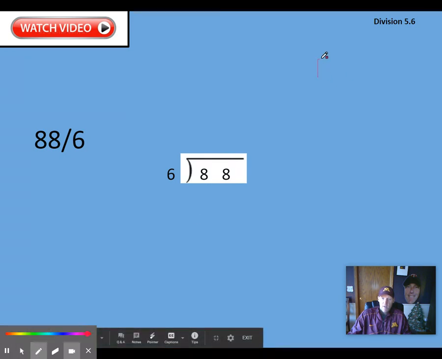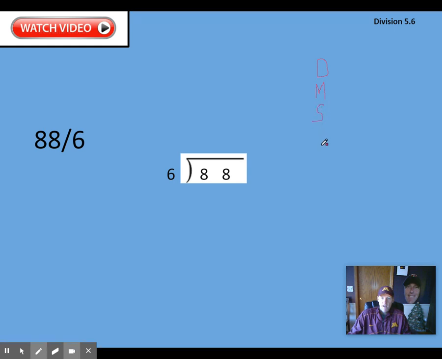We need to think about divide, multiply, and subtract, bring it on down and bring it on back. So our first step here being divide, will 6 go into 8? It will. It'll go one full time. Multiply, 1 times 6 is 6. I'm now on subtract. 8 minus 6 is 2.